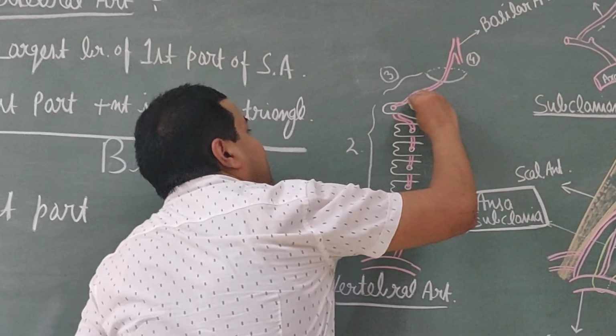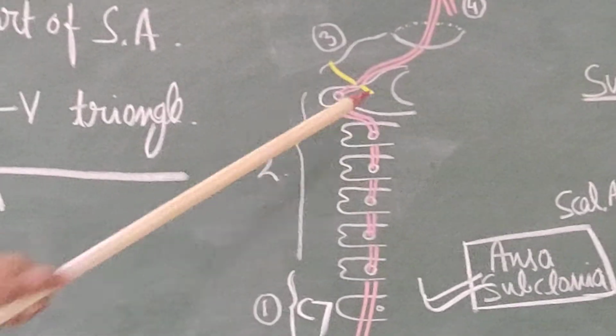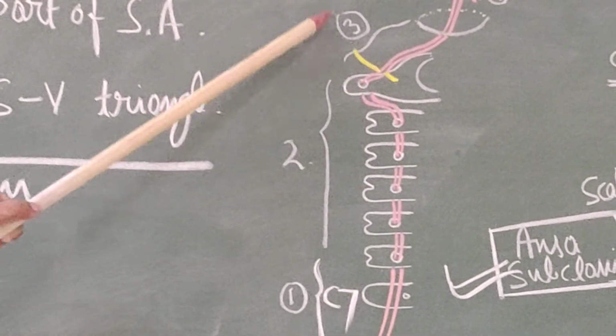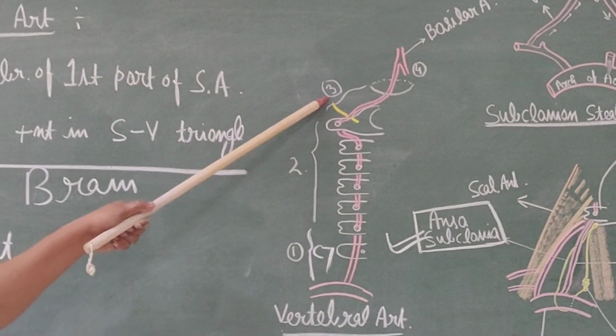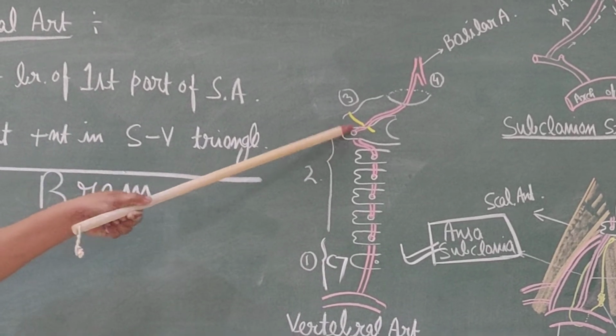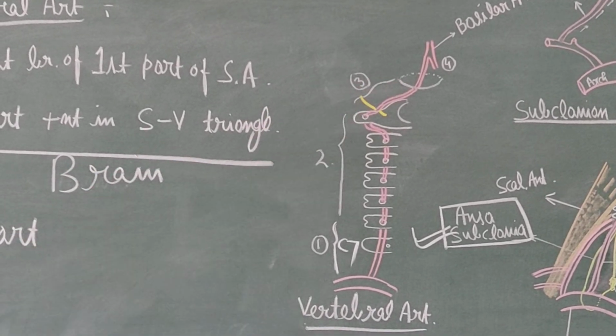It is the dorsal ramus of the C1 which passes between the artery and the bone. Now the third part. This third part is present in the suboccipital triangle. It extends from this foramen up to the foramen magnum. This is the third part.